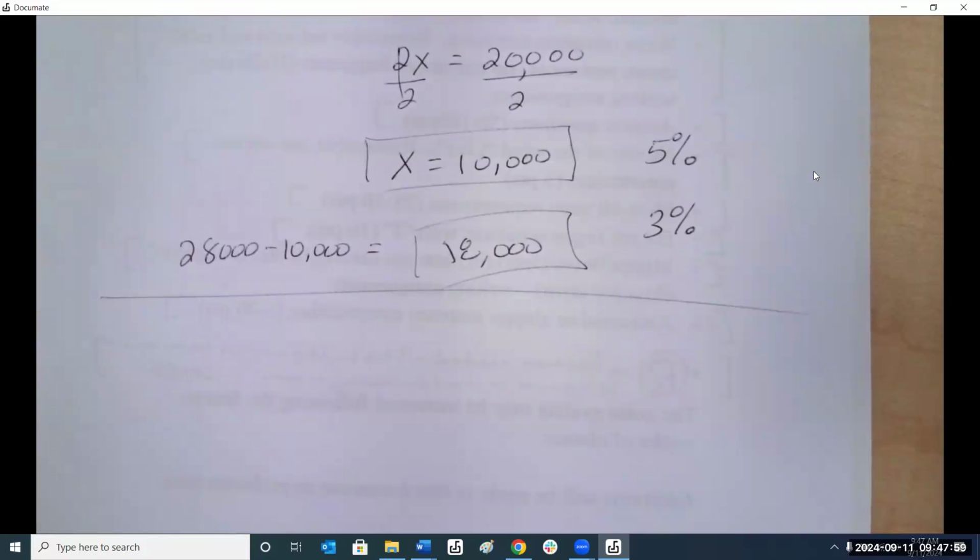Look at the other two example problems on your own. I just want to get to the last part before we dismiss.